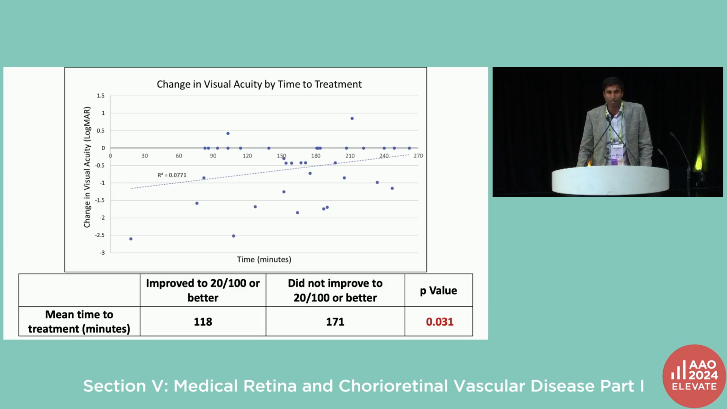It's very clear to I think all of us who are attacking this work that time to treatment is very important, both for cerebrovascular stroke and for CRAO. This kind of proves the same thing. The likelihood of improving to 20/100 or better is more likely if you get treated within 2 hours of symptom onset versus almost 3 hours of symptom onset.